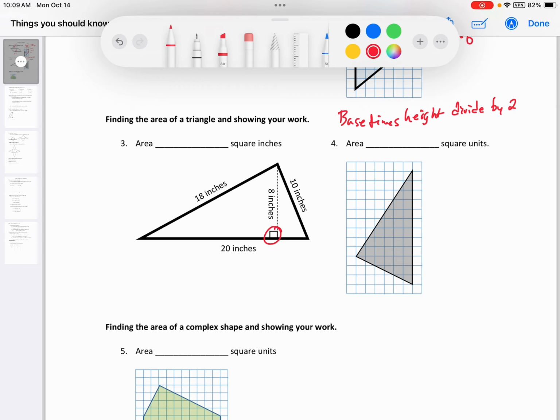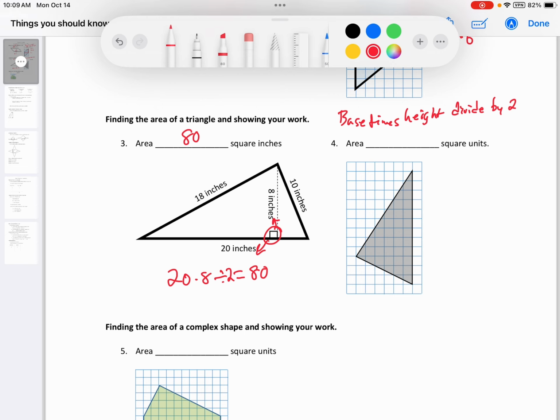So here's the right angle. That means that's the base, and that's the height. So to find the area of this triangle for number 3, I will do 20 times 8, but because it is a triangle, I will divide by 2. 20 times 8 is 160, divided by 2 is 80. Therefore, the area for number 3 is 80 square inches.